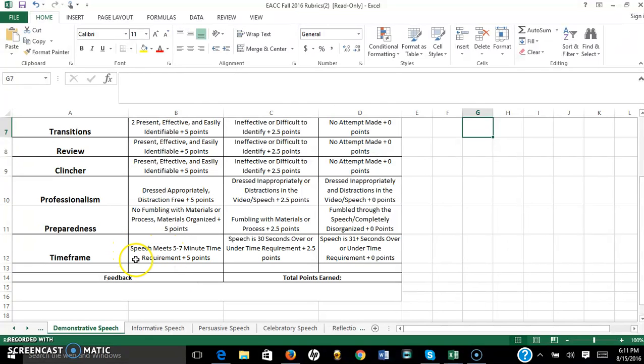The next area that you're being graded on is your time frame. Your speech should be between 5 and 7 minutes. If you fall between that, then you earn 5 points. If your speech is 30 seconds over or under time, then you earn 2.5 points. And if your speech is 31 or more seconds over or under time, you will earn 0 points for that category.